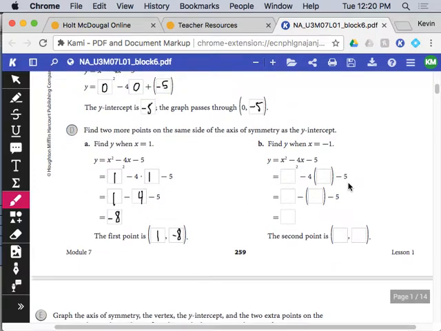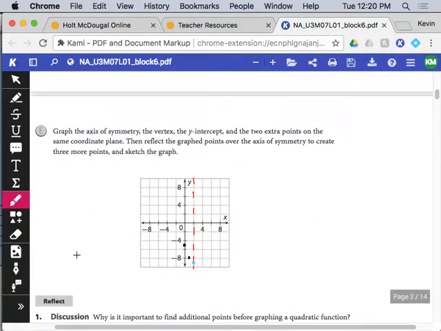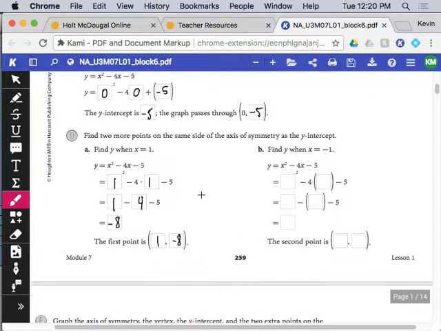And now it continues on and it says find another point at x equals -1. And insert, as we can see, x equals -1 is also on the left side of the axis of symmetry. So let's go ahead and plug that in. -1 squared minus 4 times -1. -1 squared is 1. 4 times -1 is -4. 1 minus -4 is the same as 1 plus 4, so it's 5 minus 5 is 0. And we get our point here, -1, 0.